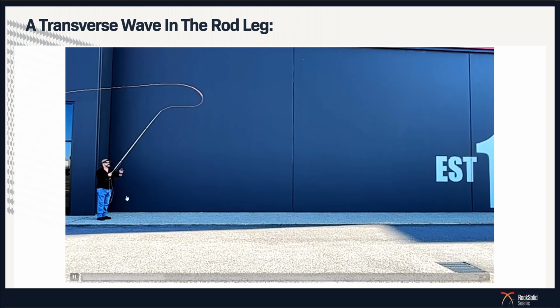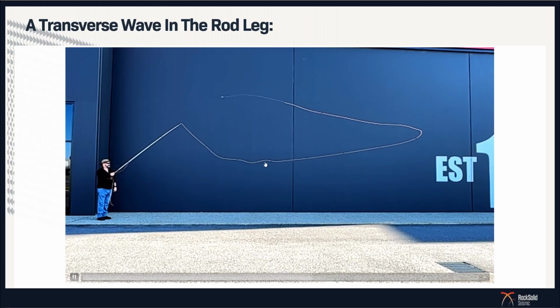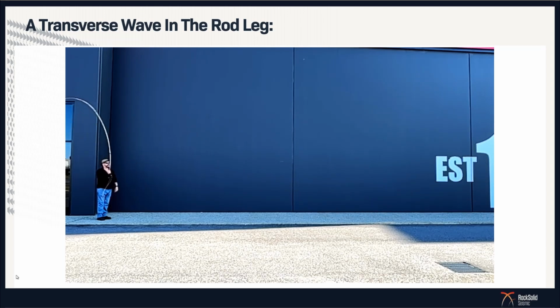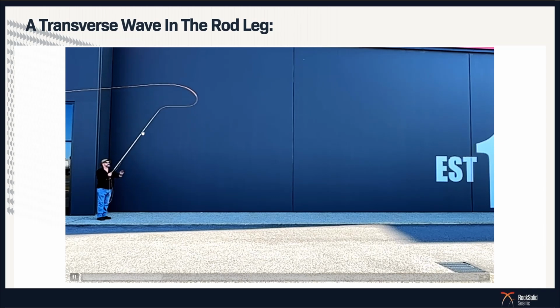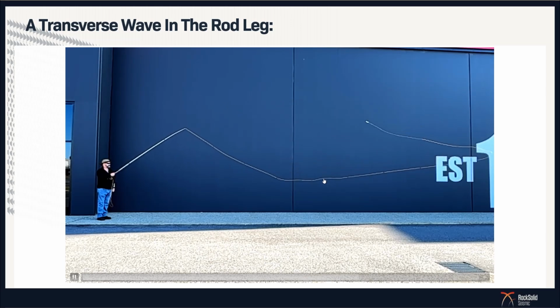So if I make a cast here and I tap the rod here, you can see I've put a little wave through here, and this wave travels through the rod leg as we saw in that previous one because there is tension in the rod leg. Now I'll see if it'll let me do that again. Yes. When I tap the rod, it puts a little wave in the rod leg here, and that travels along the rod leg through the line because there is tension in this line.